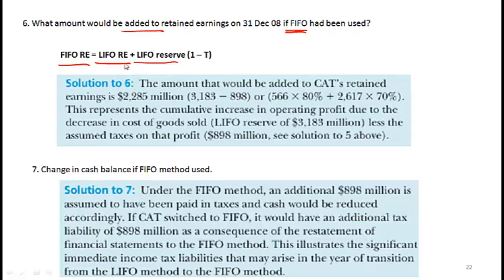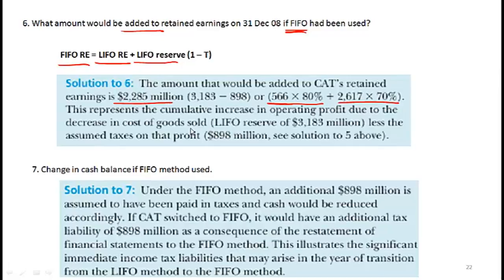We are already told the LIFO retained earnings. So I'll just read this solution. The amount that would be added to CAT's retained earnings is this million. How is this calculated? Effectively it is the 566 into 80% plus 2617 into 70%. This represents the cumulative increase in operating profit due to the decrease in cost of goods sold. So effectively what we are saying is, if they move to FIFO, what will happen to profits?